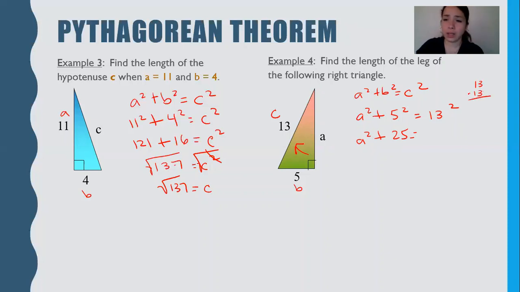If you don't know what 13 times 13 is off the top of your head, you can either plug it into a calculator or on the side we can do multiplication, whichever way you know how to do it. So 3 times 3 is 9. 3 times 1 is 3. Bring down the 0. 1 times 3 is 3. 1 times 1 is 1. Again, this is just side work. You can use a calculator or you can just plug it in. 169. And then we subtract 25 from each side.